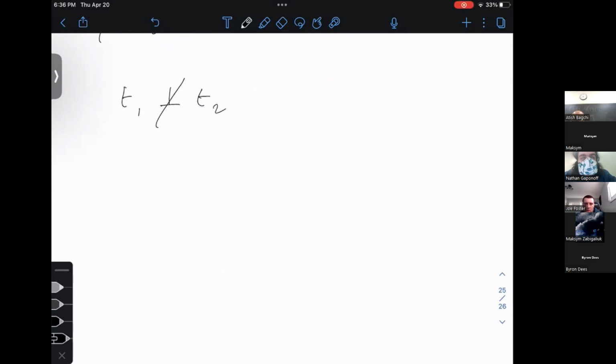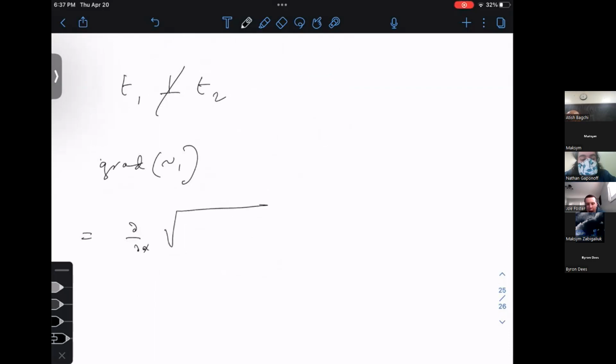Okay, similarly, you have to compute the gradient of, so this is equal to del x of the square root of x squared over a squared plus y squared over b squared.